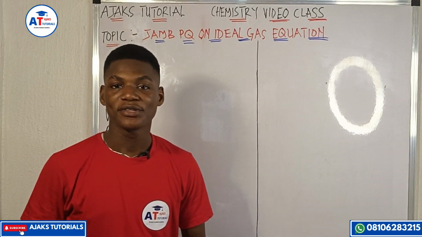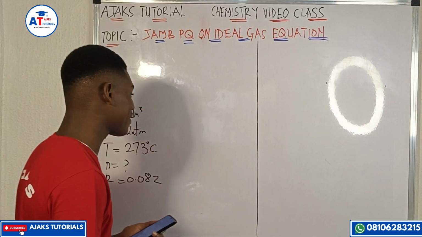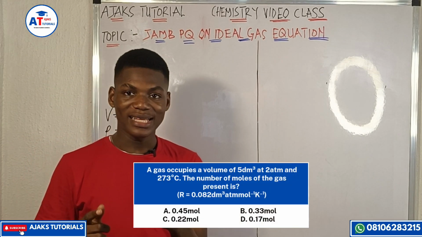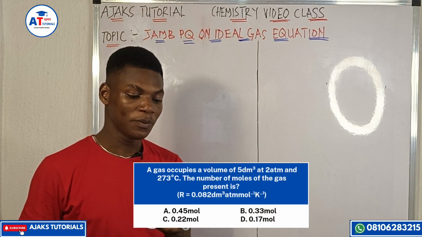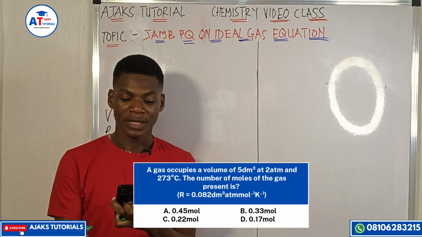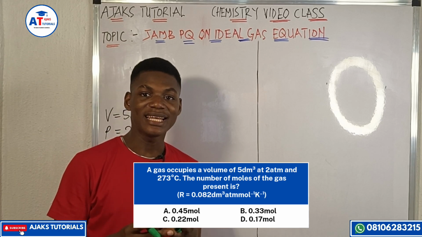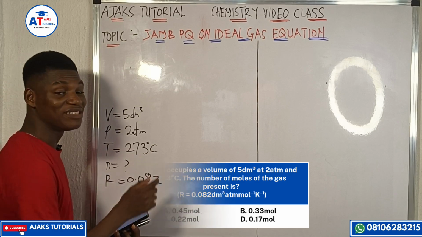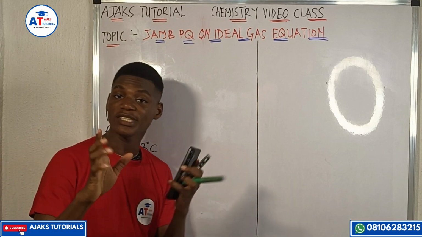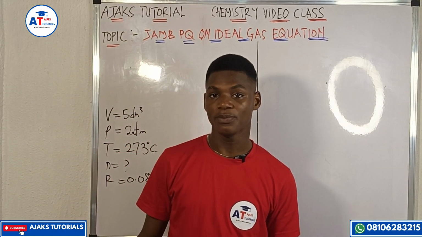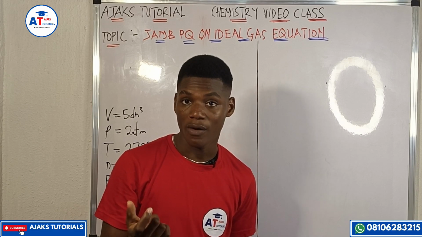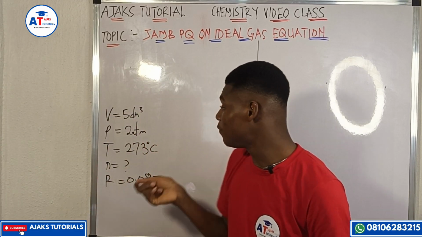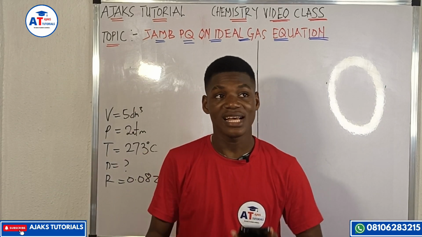Question 3. You're going to see the question on your screen now. Just pay attention, don't get tired. A gas occupies a volume of 5 dm cube at 2 atm and 273 degrees Celsius. So if you like, go and use 273 as your temperature. Let me say something about JAMB. JAMB is very simple, but you have to be very careful. This was an intentional value.